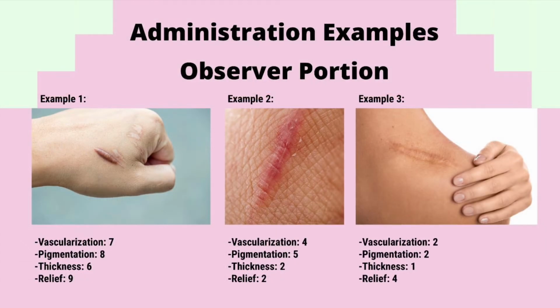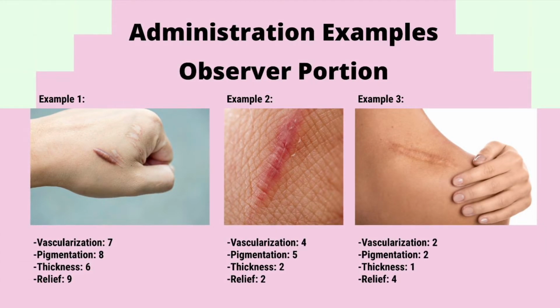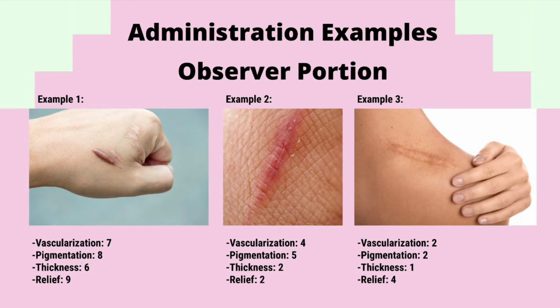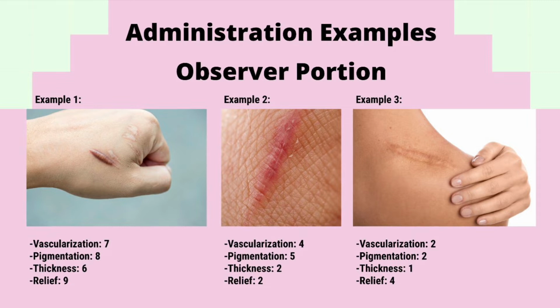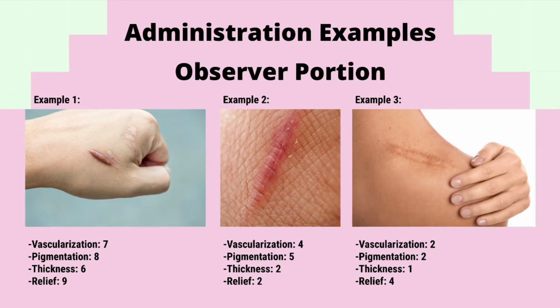For the administration of this assessment, I was not able to administer it on an individual, so I used 3 pictures of scars and decided to provide the observer portion to the best of my ability, based on the pictures. However, I left out the pliability category because the pliability category looks at how well a scar is able to fold, and we are not able to see this through the pictures.